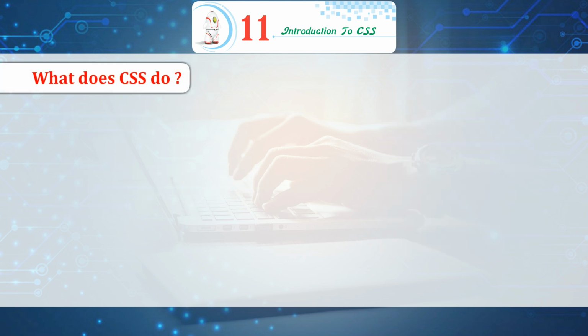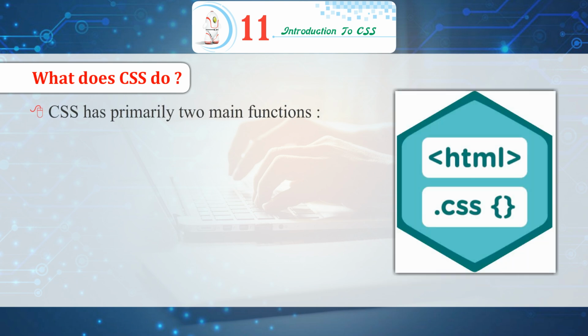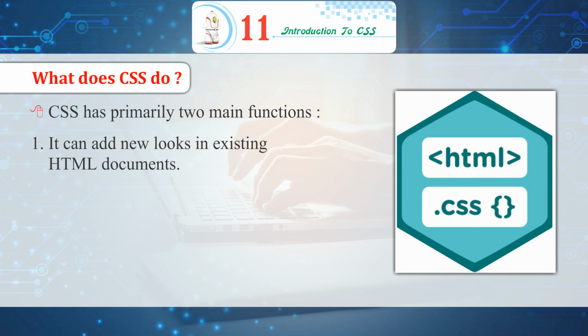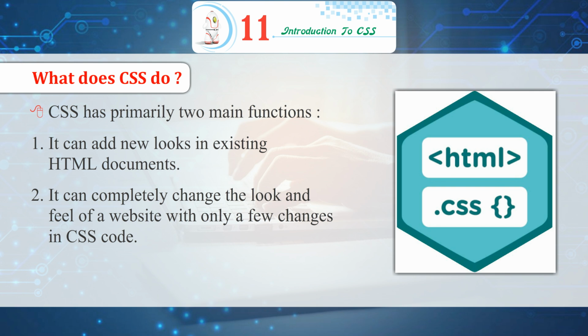What does CSS do? CSS has primarily two main functions. 1. It can add new looks in existing HTML documents. 2. It can completely change the look and feel of a website with only a few changes in CSS code.